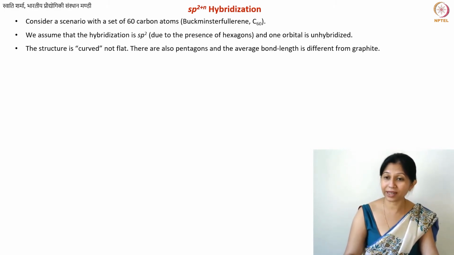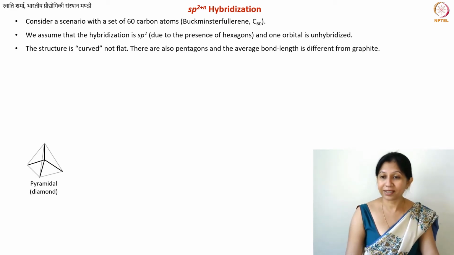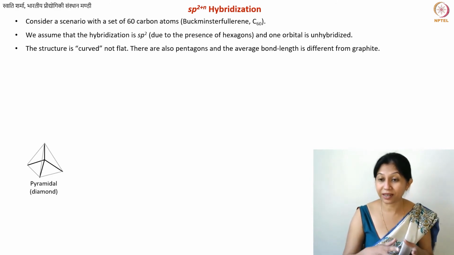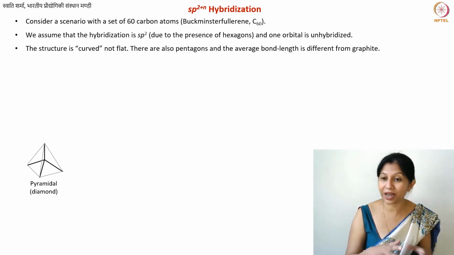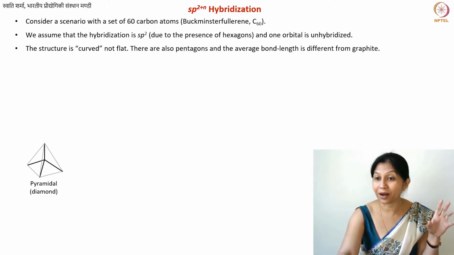Fine, but now we know that the structure does contain some pentagons or some non-hexagonal structures. Otherwise, we will not have any curvature. Okay. Here I have described it with some images. So this is your pyramid. This is the sp3 hybridized structure. This is your diamond, when you have no unhybridized orbital available.